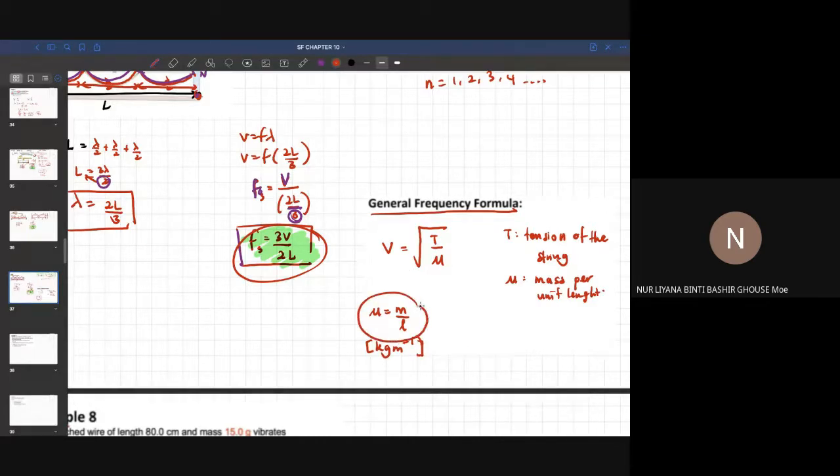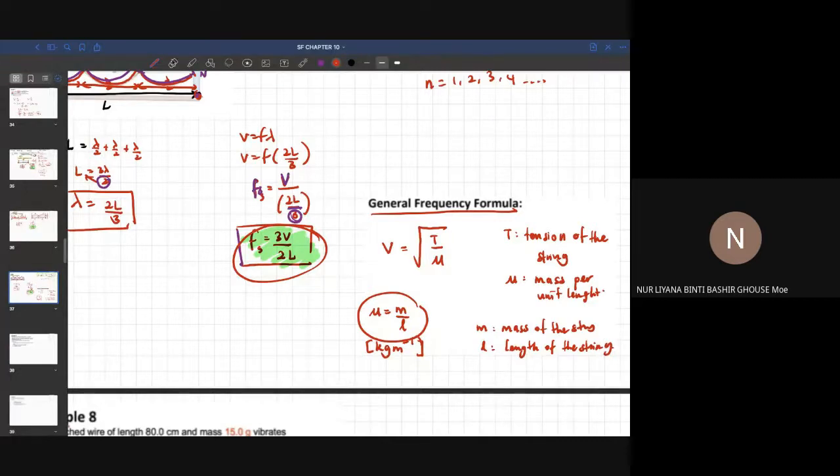Mass of apa dengan L of apa? So this one is actually mass of the string, sebab sekarang kita tengah cakap pasal string. So mass of the string and L is actually length of the string.